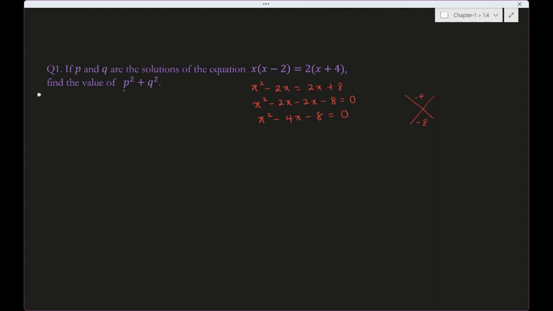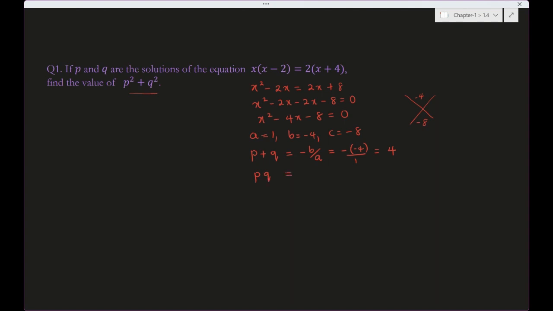But this question is asking us to find P square plus Q square. So we'll try to be smart about this by using a different approach. We take A to be 1, B to be minus 4, and C to be minus 8. The sum of solutions of a quadratic equation is given by minus B over A. So this will be minus minus 4, all over A, which is 1. So this will just be 4.